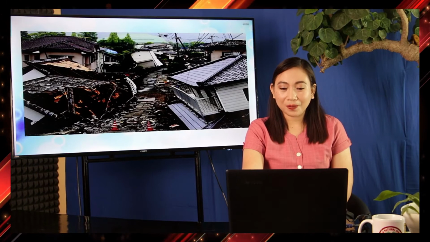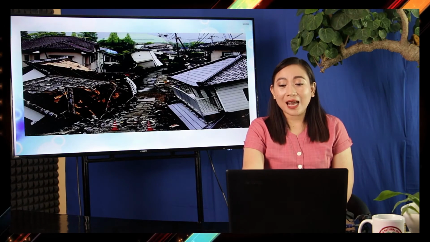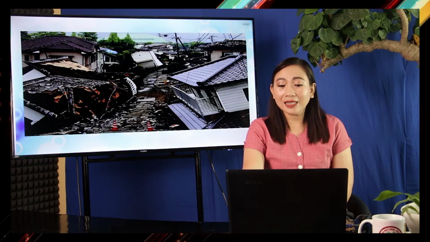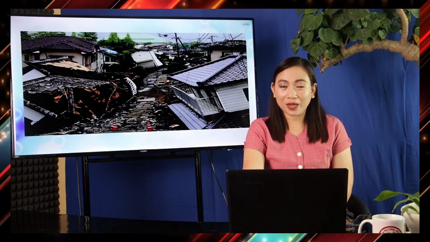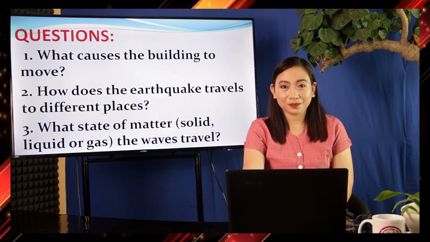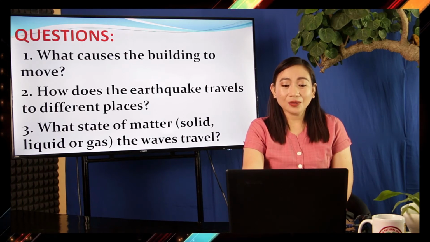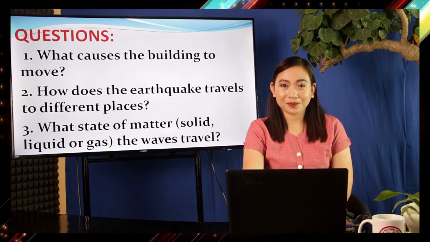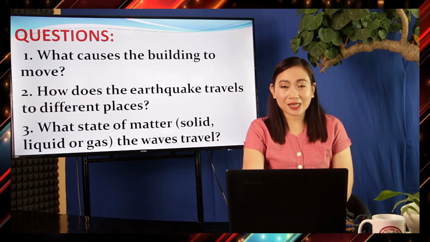For our next picture, for all our listeners again, I will describe the picture. That's why you have to listen carefully, and for all our viewers, kindly analyze the picture presented. The picture shows a building collapse due to an earthquake. Question number 1. What causes the building to move? Number 2. How does the earthquake travel to different places? Number 3. In what state of matter, solid, liquid, or gas, do the waves travel?